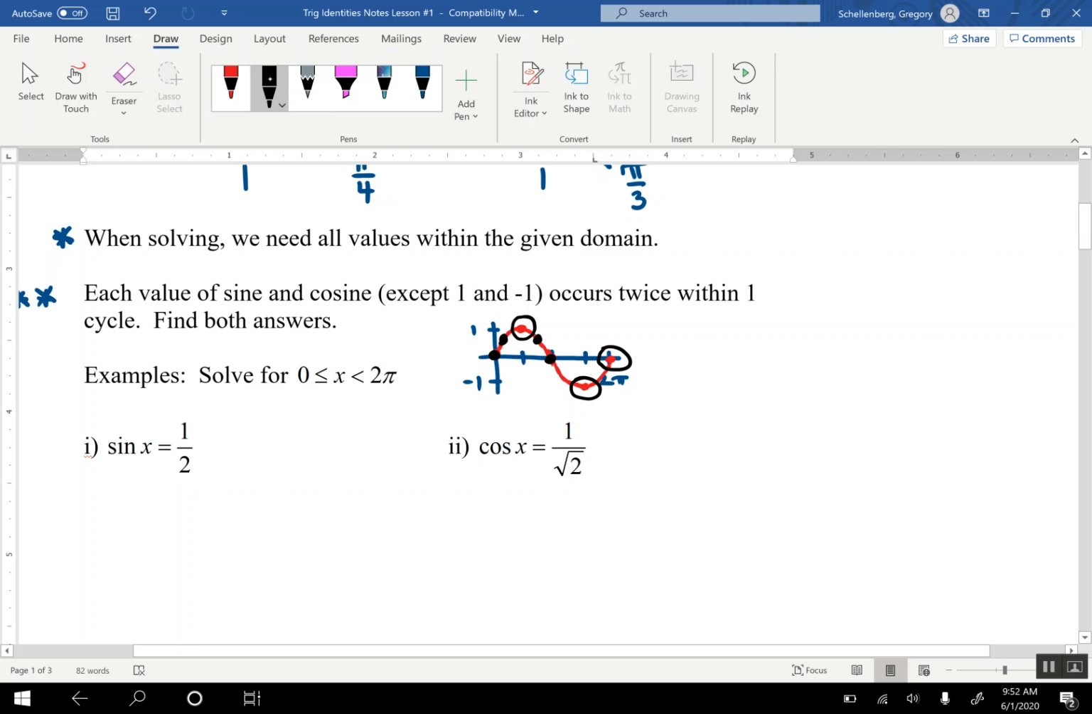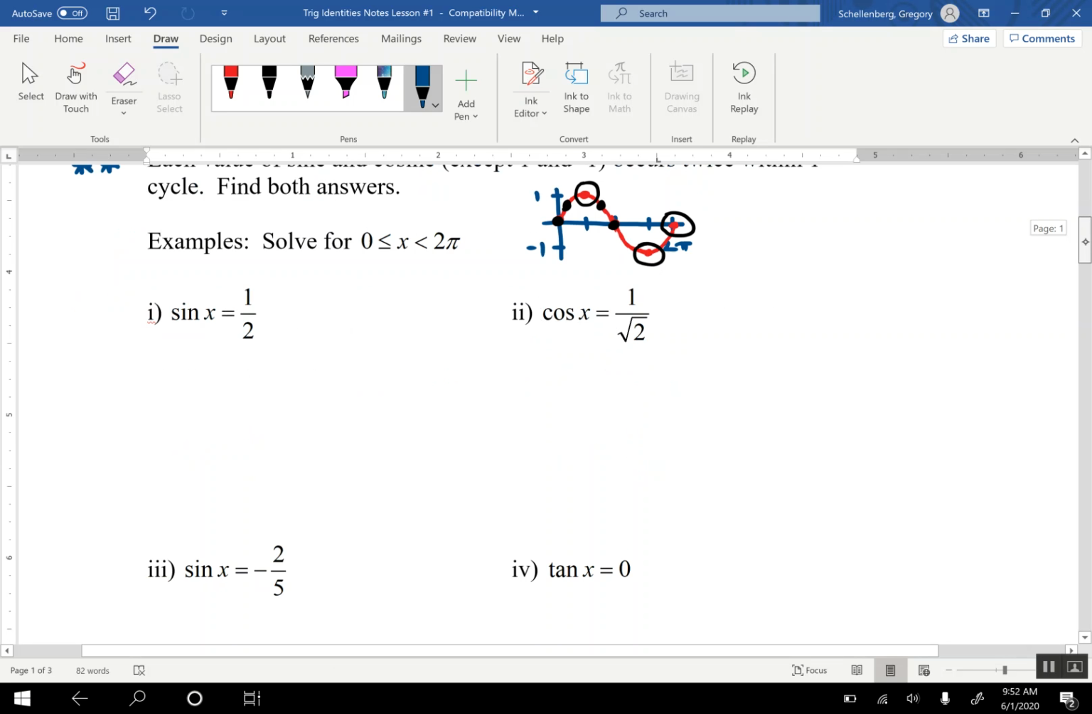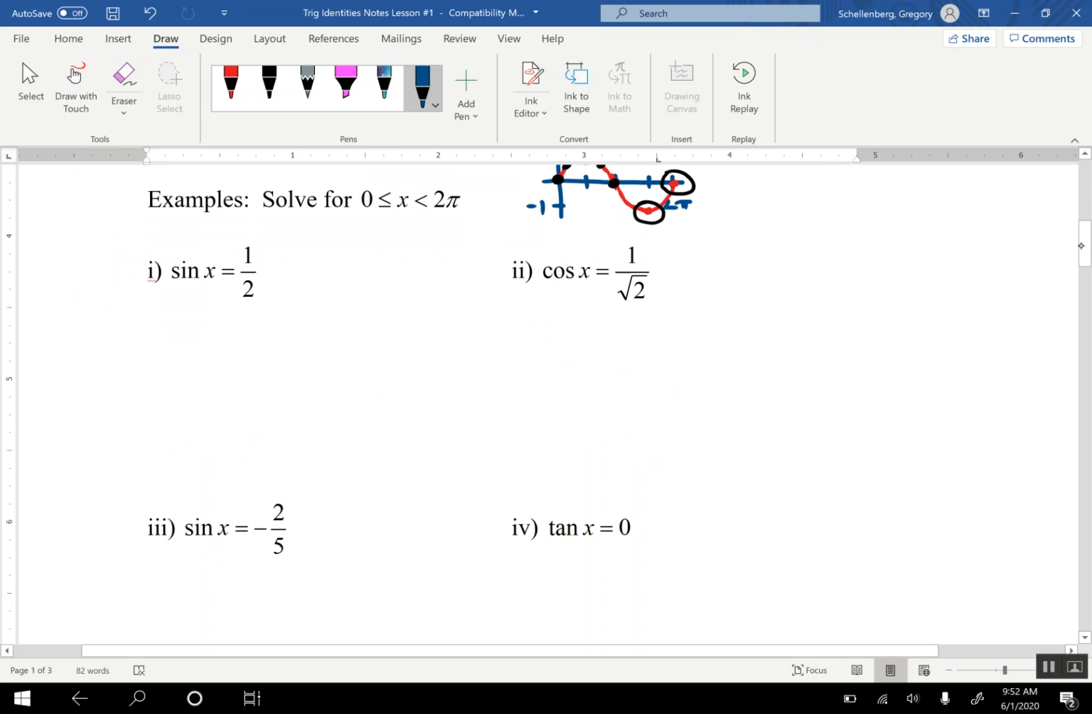There are no solutions for that equation, and we'll keep that in mind as we go through today's notes. Okay, so a bit of review to begin. Solve for x within the domain 0 to 2 pi. And the first one is the sine of x is equal to 1/2.